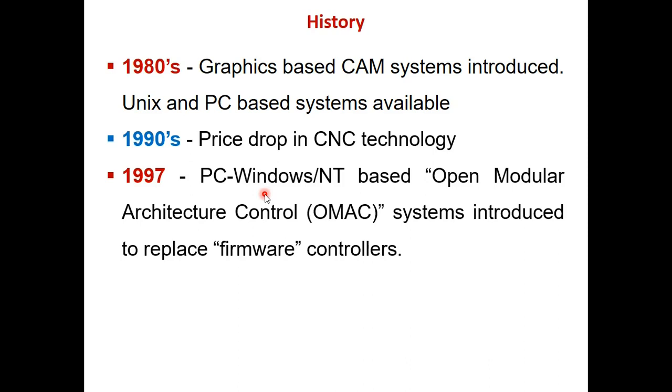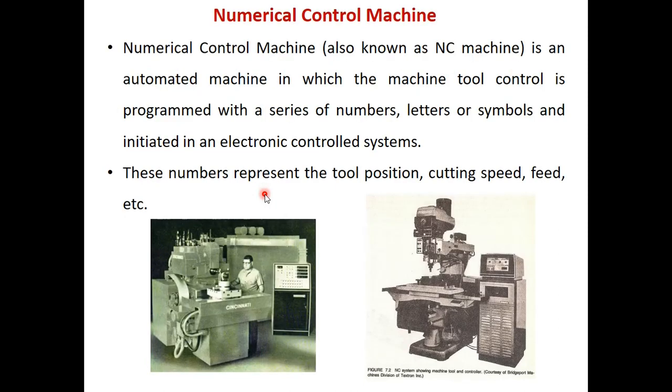Okay. So let's go to the next session. So that is the numerical control machine. What is a numerical control machine, also known as an NC machine? It is an automated machine tool in which the machine tool control is programmed with a series of numbers, letters or symbols and initiated in an electronic control form. These numbers represent the tool position, cutting speed, feed, etc.